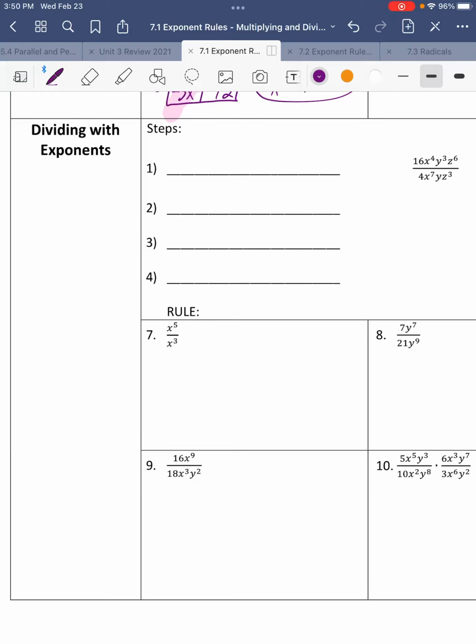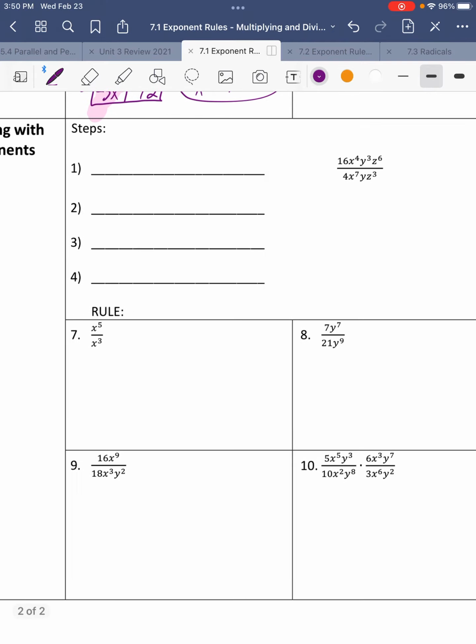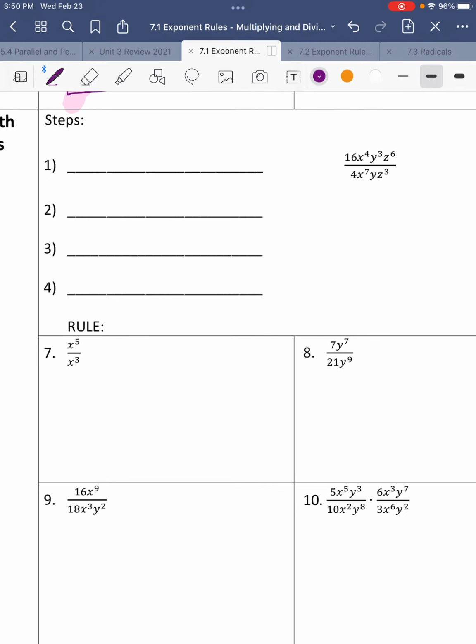All right, so now we are going to be doing dividing exponents. So I have a problem over here, so we're going to be working this out. So now we see the big division. So that is a fraction, but it's also division. So we're going to be dividing. So you're going to be simplifying here with division.